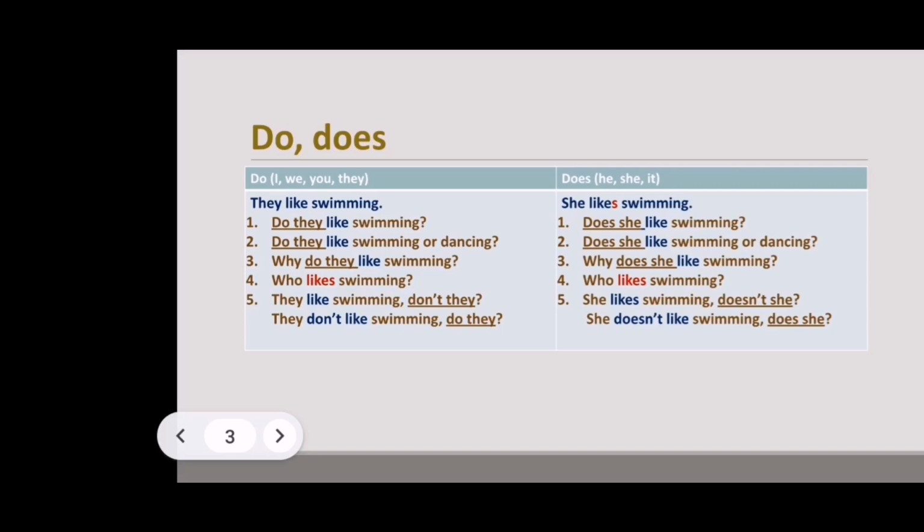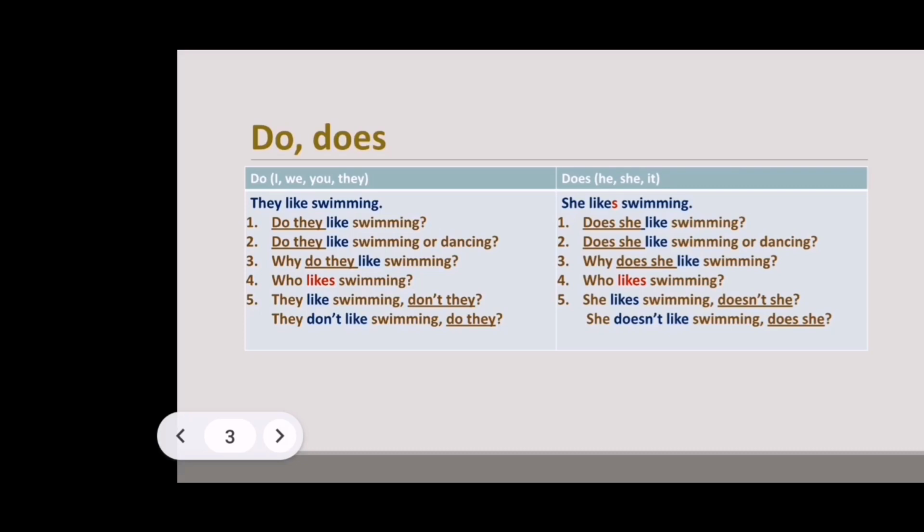For the question to subject, we don't use do or does, and if you can remember, I told you that this question is for the subject in singular. Pay attention, who likes swimming, the verb with ending s, because it is for pronouns he, she, it, without do and does. And tag questions, they like swimming, don't they, if the first part is positive, or they don't like swimming, do they, if the first part is negative.